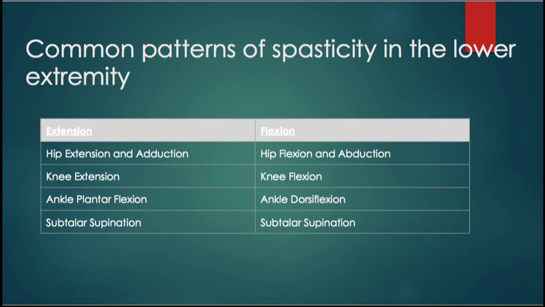This table just describes some common patterns of spasticity in the lower extremity. We can usually see an extension pattern or a flexion pattern. For extension pattern, we can see hip extension and adduction, knee extension, which results in a genu recurvatum, ankle plantar flexion, or subtalar supination. Flexion patterns commonly include hip flexion and abduction, knee flexion, ankle dorsiflexion, and subtalar supination.